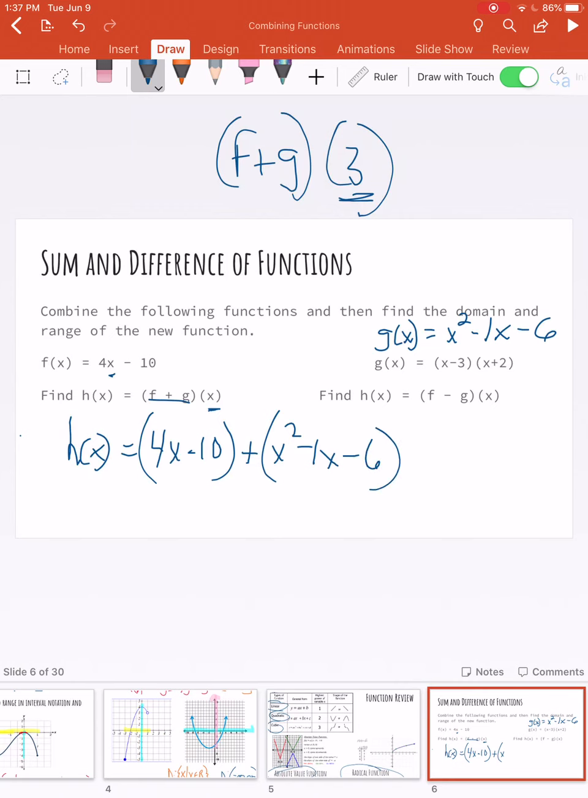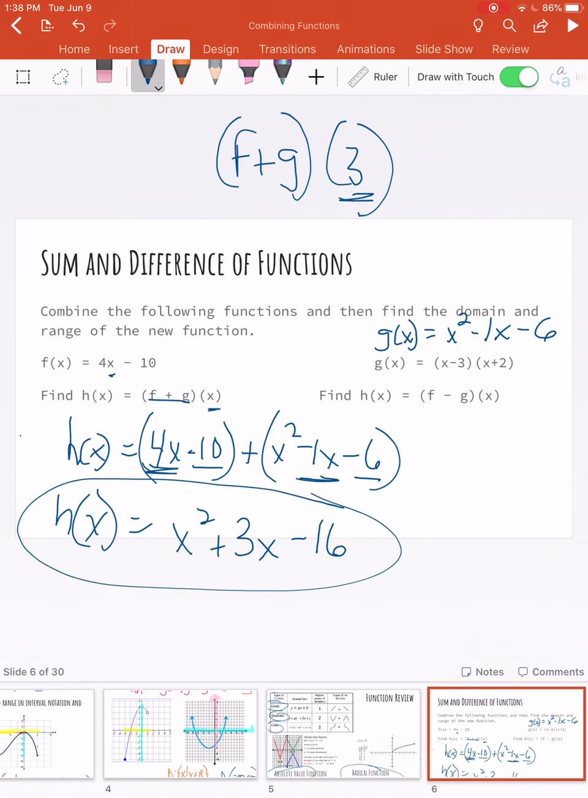After I add, all I'm going to do is collect like terms. So I have an x squared, 4x minus 1x gives me a positive 3x, negative 10 plus negative 7 gives me a negative 16. So then my h at x function would be x squared plus 3x minus 16. And you can go ahead and try and graph this.